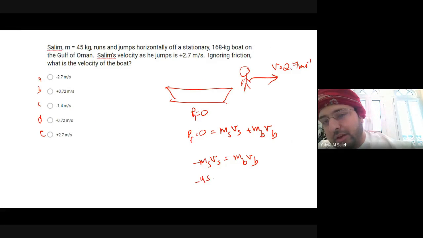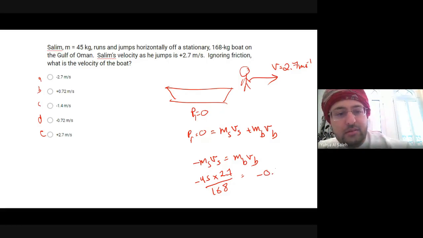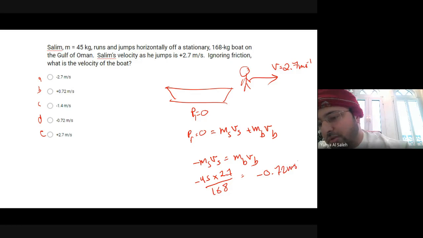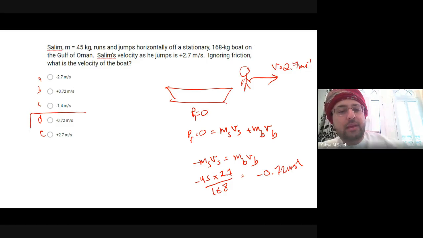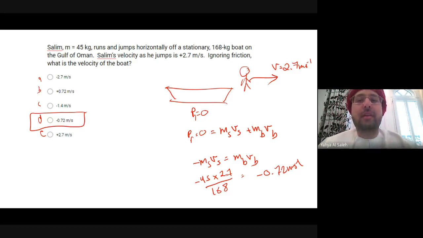Minus 45 times 2.7, divided by the mass of the boat, 168, is equal to minus 0.72 meters per second. And this is what I meant 2 minutes ago when I told you that momentum has to be equal, but velocity need not be equal, because mass plays an important role.